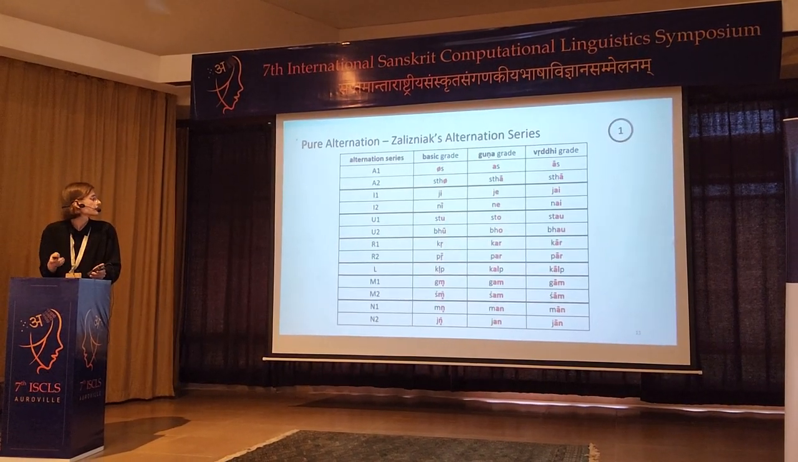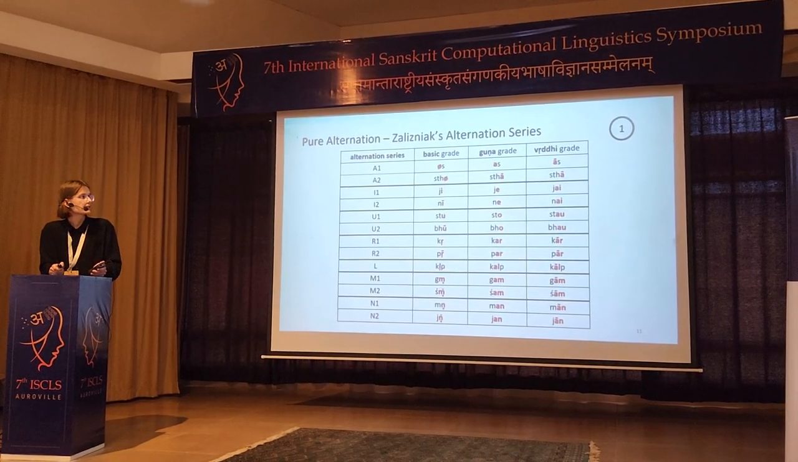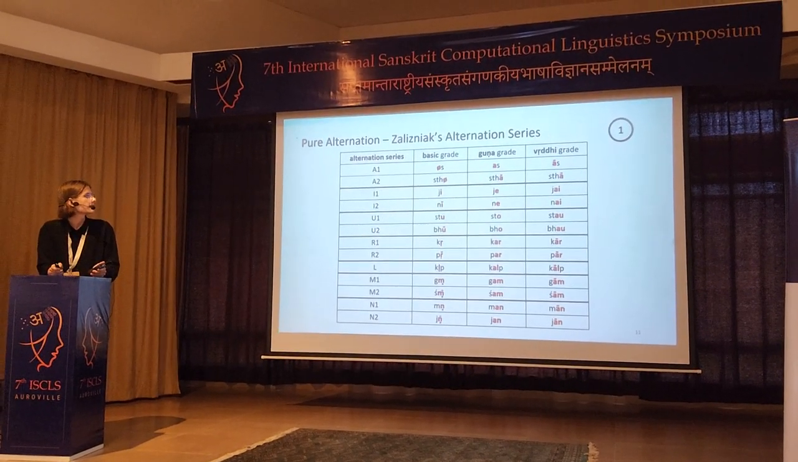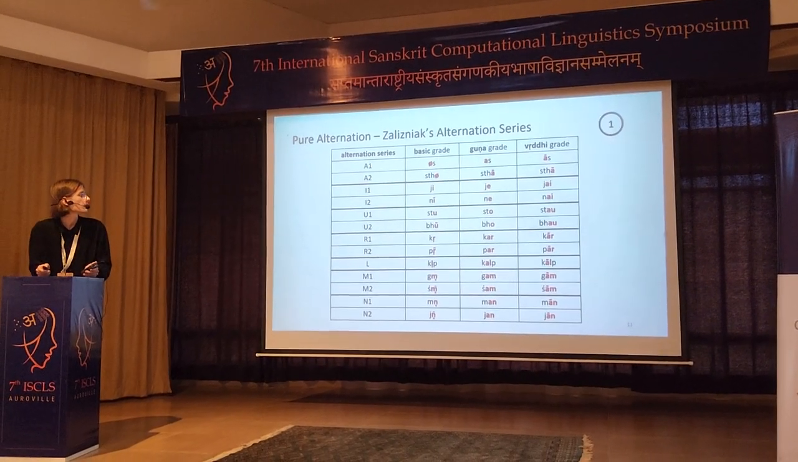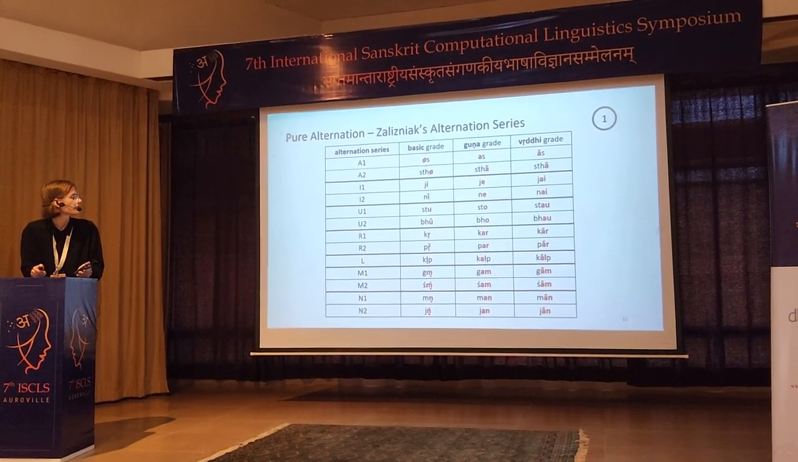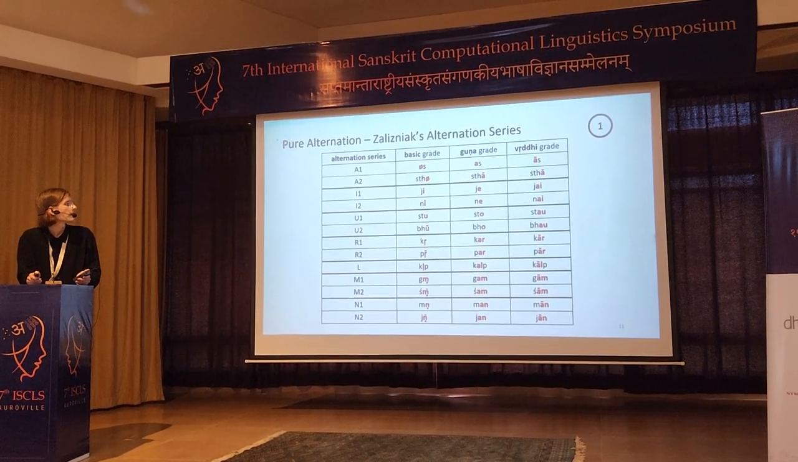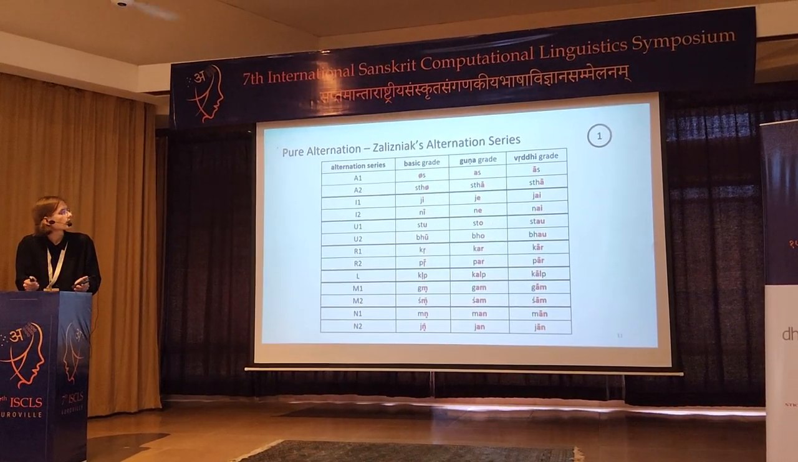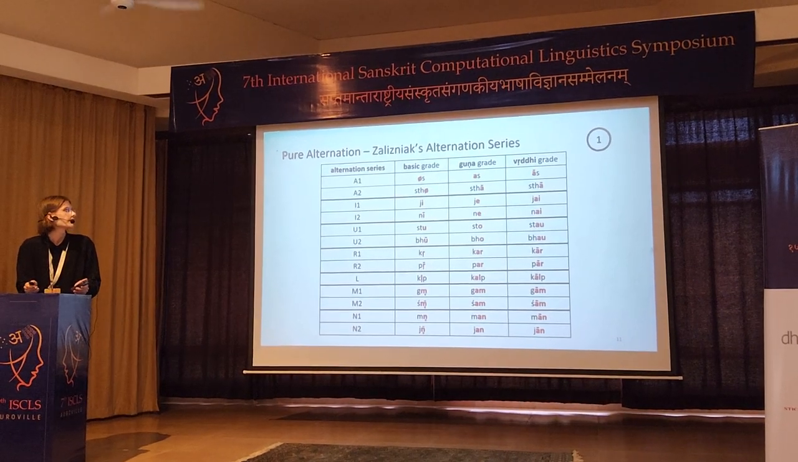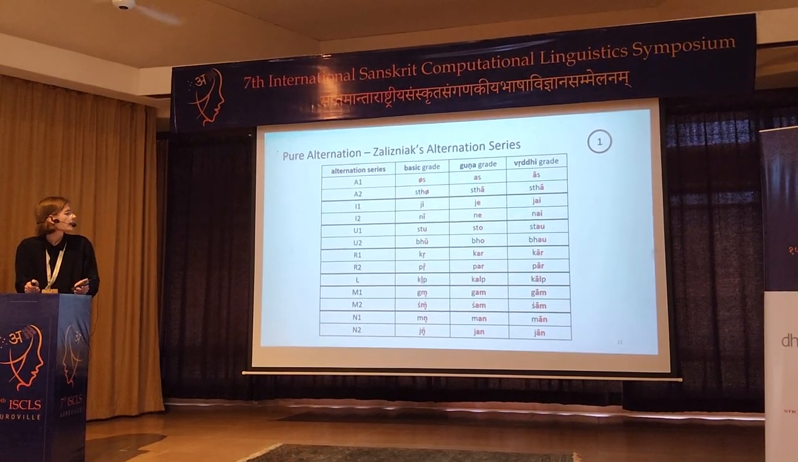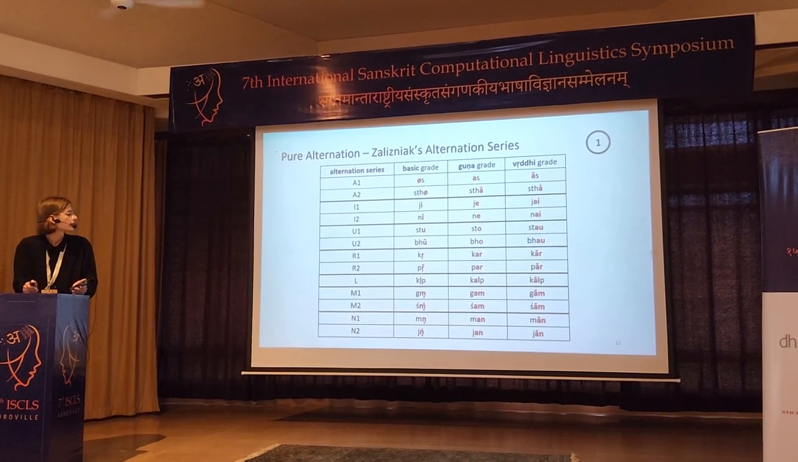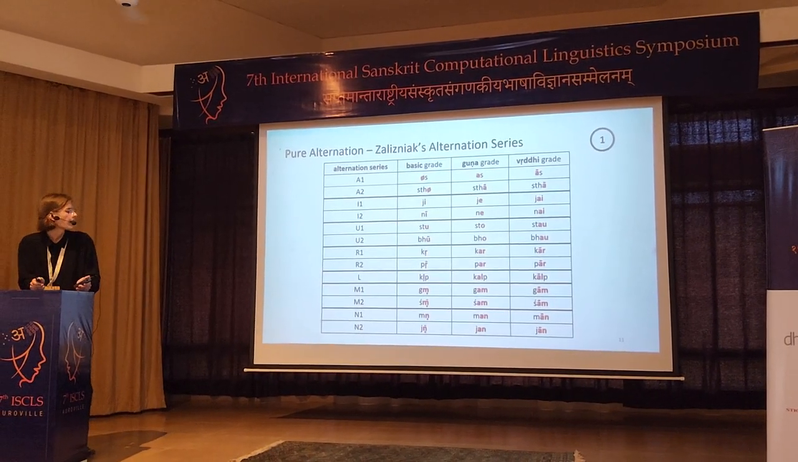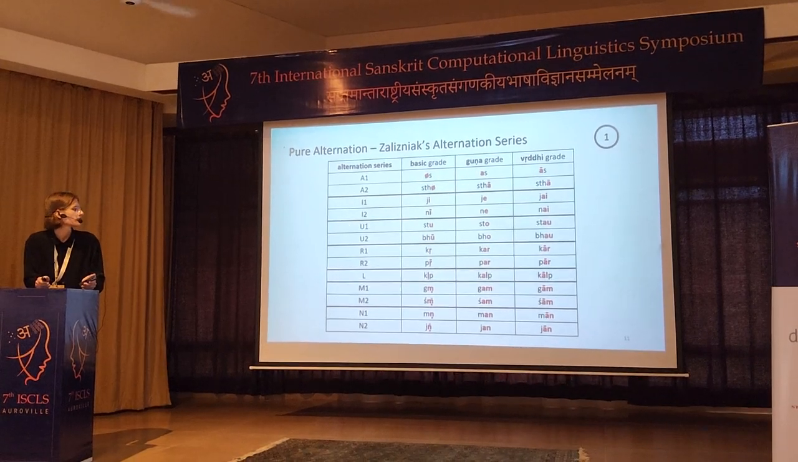So, alternation, pure alternation. Zalesnyak introduces 13 alternation series, 13 sets of basic guna and vridhi grade for certain alternating morphemes. For example, the series A1 has zero sound as basic, as in santi, third plural, A short as guna grade, and A long as vridhi grade. And here you can see all reconstructed phonemes that we use, especially M and N vowels, reconstructed from Proto-Indo-European.